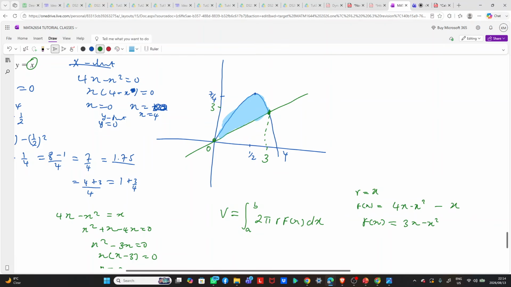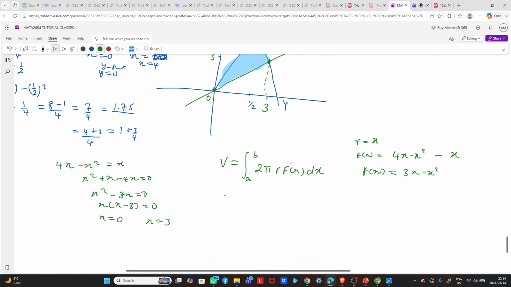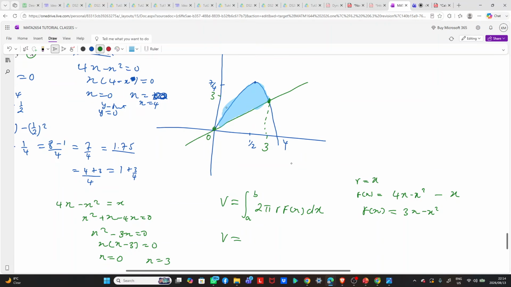So what are we going to get? We'll have the volume from, what are the bounds? From 0 to 3. So integrating from 0 to 3, 2 pi, r is x, f of x is 3x minus x to the power 2, then dx. Observe that this formula does not have squares here. Don't square anything.